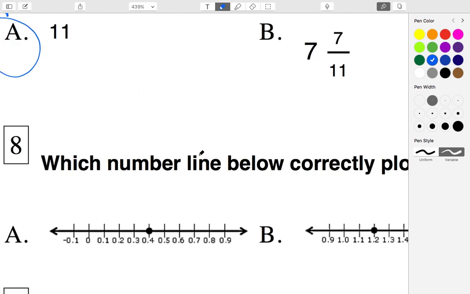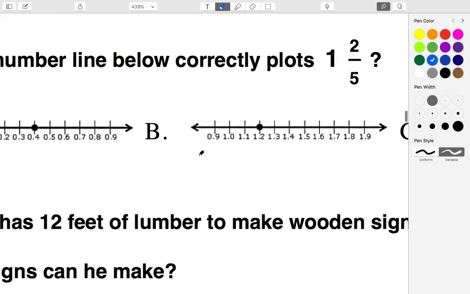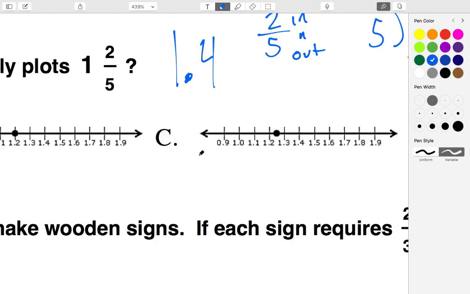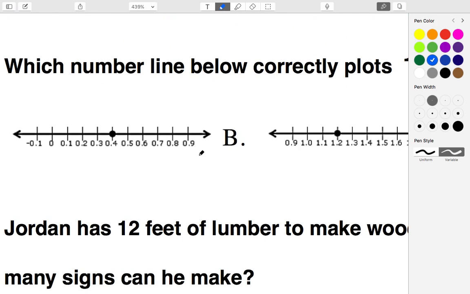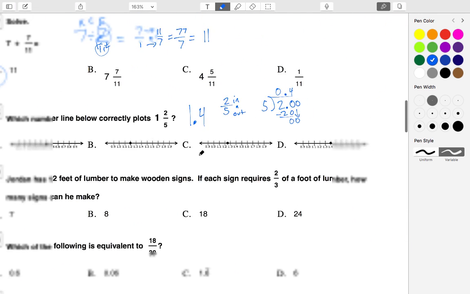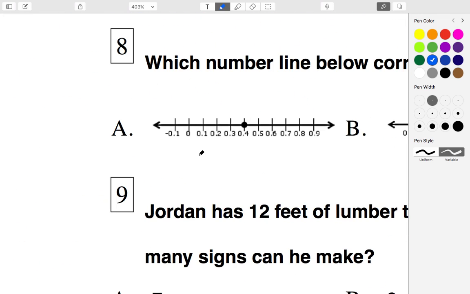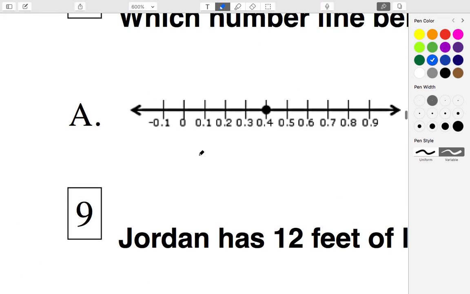Now for 1.4, which one do you think it is not? Let's start by which one is definitely wrong. Okay, let's look at A. We were saying this one's definitely wrong. So 0.4. Yeah, I would say that's wrong. You're looking for 1.4. Alright?